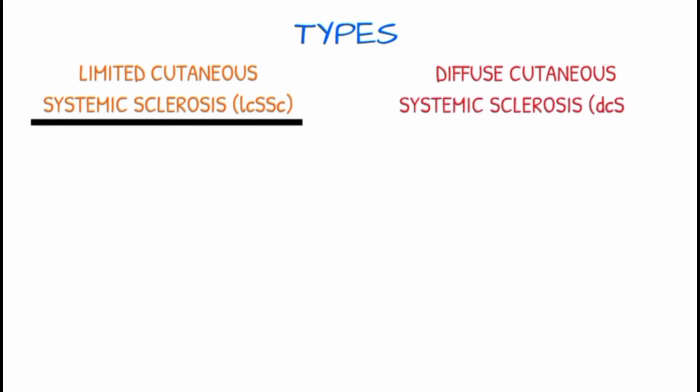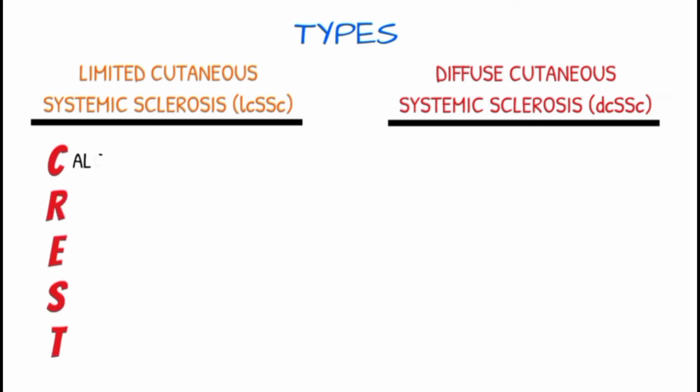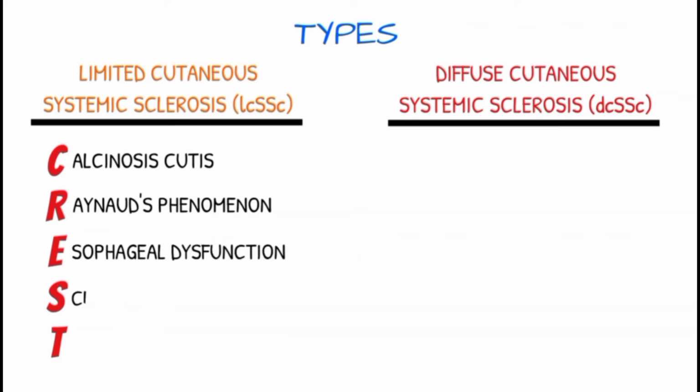Individuals with scleroderma can be grouped into two types: limited cutaneous systemic sclerosis and diffuse cutaneous systemic sclerosis. Limited cutaneous systemic sclerosis is sometimes termed CREST syndrome for calcinosis cutis, Raynaud's phenomenon, esophageal dysfunction, sclerodactyly, and telangiectasia. Raynaud's phenomenon is typically the first clinical manifestation and may precede the other symptoms by years.